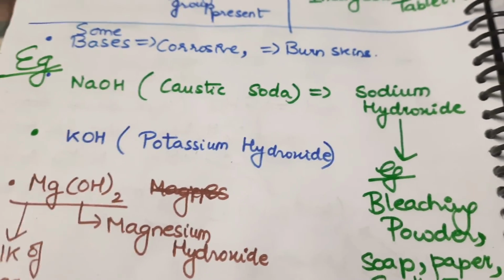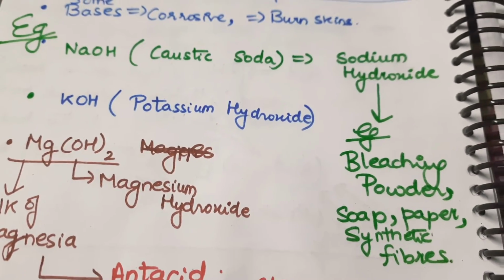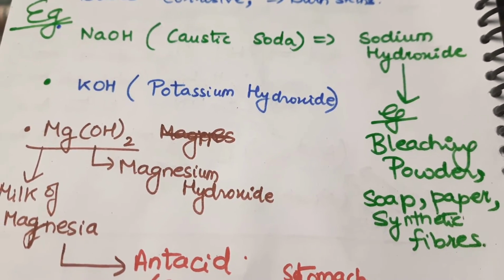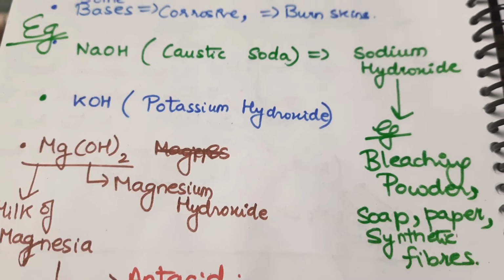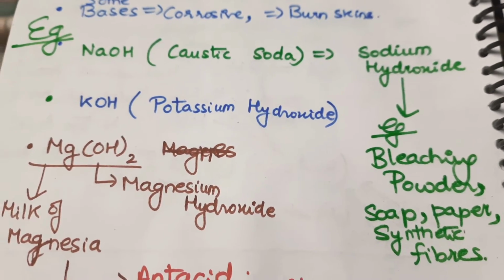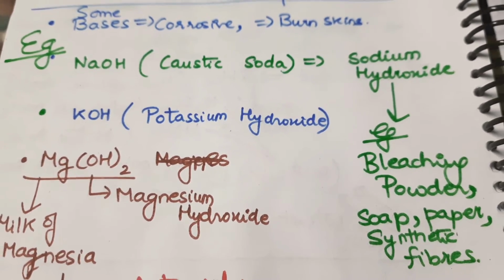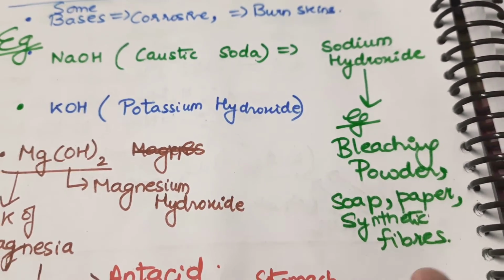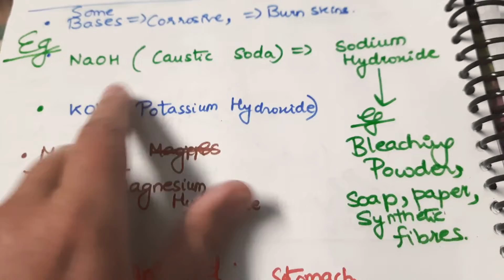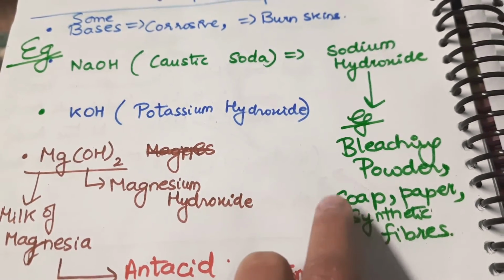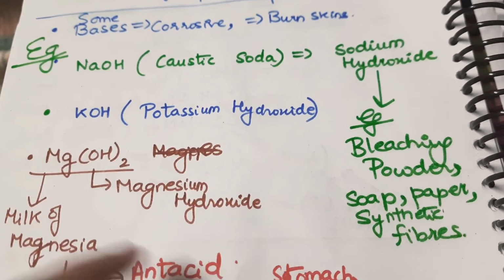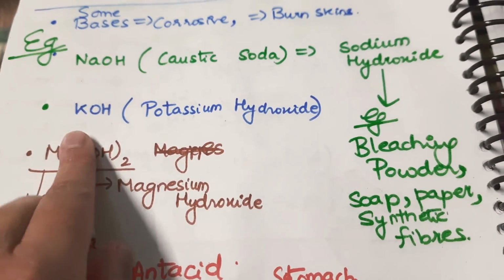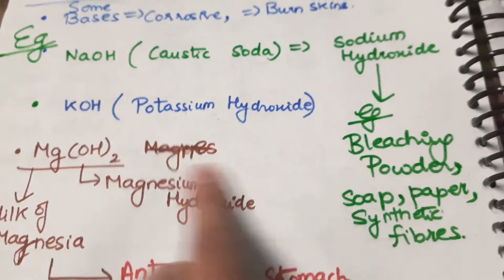Examples of some bases are as follows. Number 1 is caustic soda or NaOH. Caustic soda or NaOH is sodium hydroxide. It is used in bleaching powder, soap, paper and synthetic fiber. Now KOH is also known as potassium hydroxide.